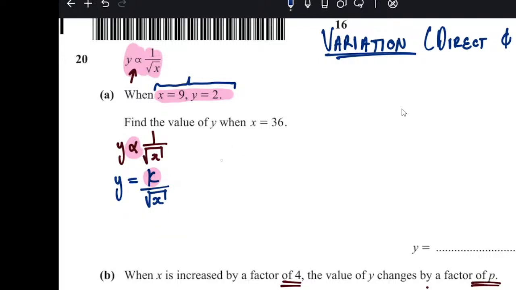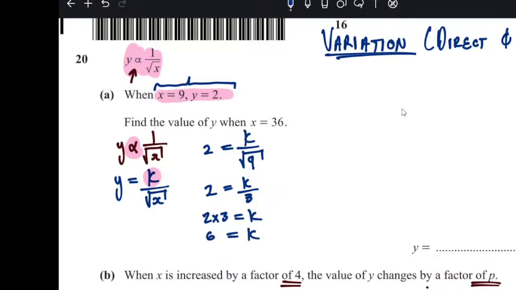Okay, we can do it here to say y is 2, so you say 2 is equal to k over the square root of x, which is the square root of 9. You have 2 is equal to k over the square root of 9, which is 3. You take 3 to the other side, you have 2 times 3 is equal to k. And you have 6 is equal to k. So you have found k as 6. You come back and you put it there. You don't want it there. So you now say y is equal to 6 over root x.